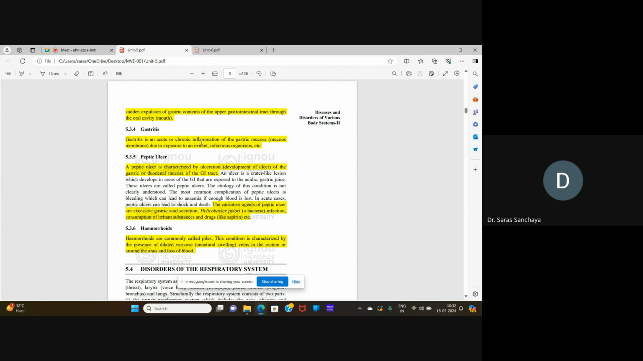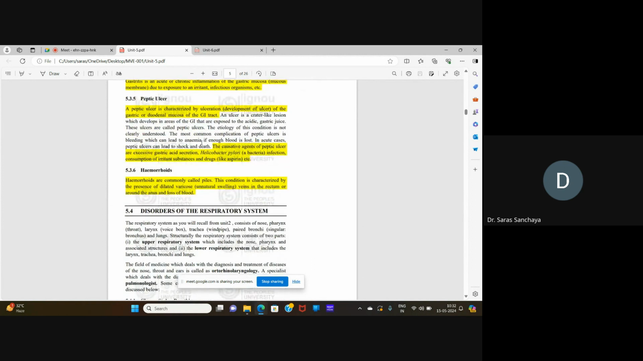Peptic ulcer. Peptic ulcer is characterized by ulceration of the gastric or duodenal mucosa of the GI tract, means ulcer in the stomach or duodenum. The causative agents of peptic ulcer are excessive gastric acid secretion or a bacteria called Helicobacter pylori and consumption of irritant substances and drugs like aspirin.